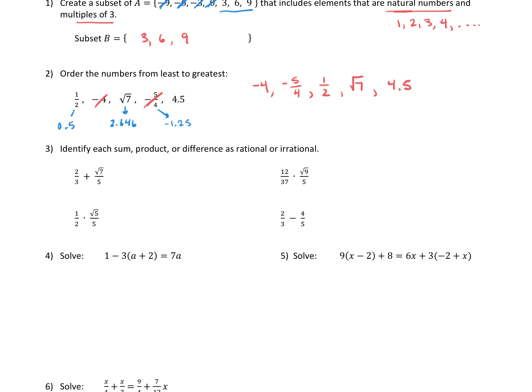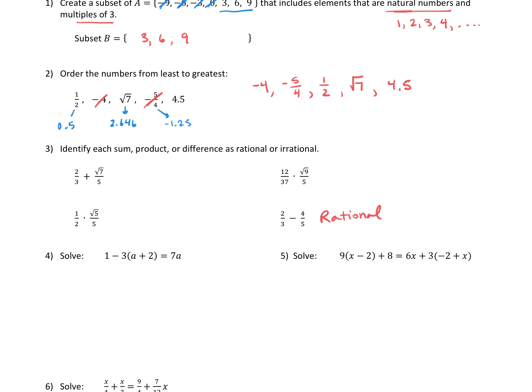All right, identify each sum, product, or difference as rational or irrational. So what you want to look for on problems like this, rational numbers are ratios. And when you do your operations with rational numbers, you get back a rational number. So for example, here's 2/3, that's rational. We've got 2 over 3 minus 4/5, 4 over 5. So when we have those ratios of integers, when we subtract those, we're going to get a rational answer back. If you're working with all rational numbers, you can add, subtract, multiply, or divide, you'll still get rational numbers.